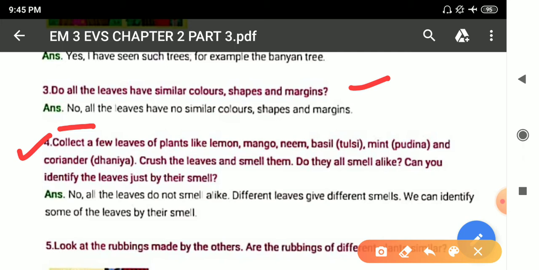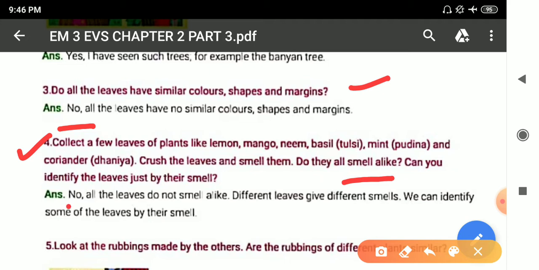Okay, now the fourth one. Collect a few leaves of plants like melon, mango, neem, basil, which is known as tulsi, mint, which is known as pudina, and coriander, which is known as dhania. Crush the leaves and smell them. Do they smell alike? Do they all smell the same? Can you identify the leaves just by their smells?